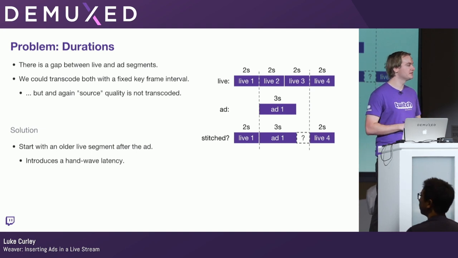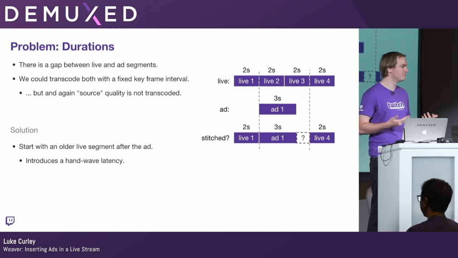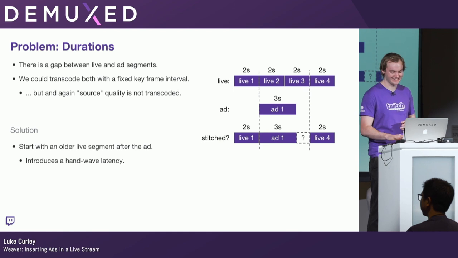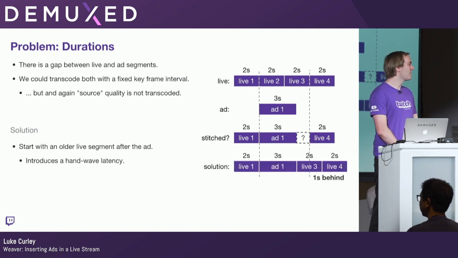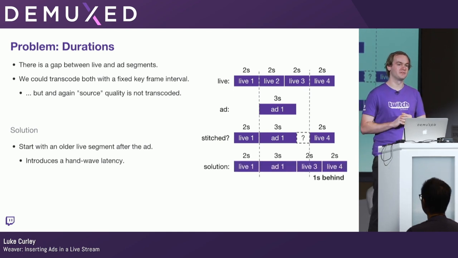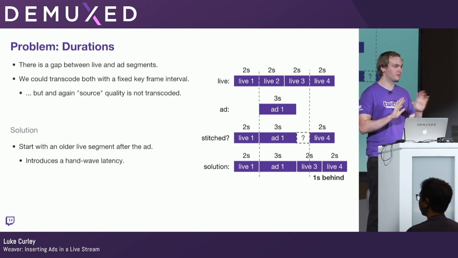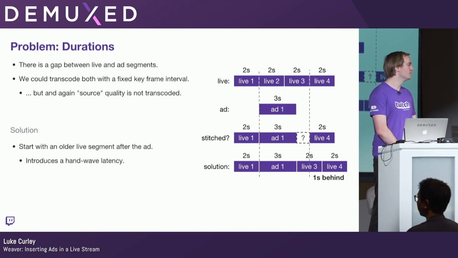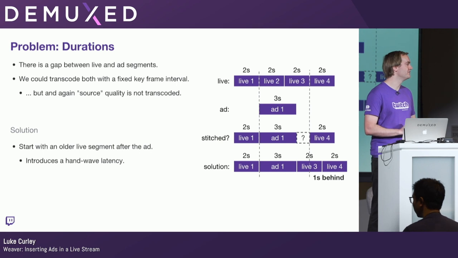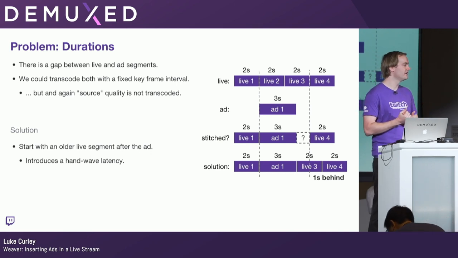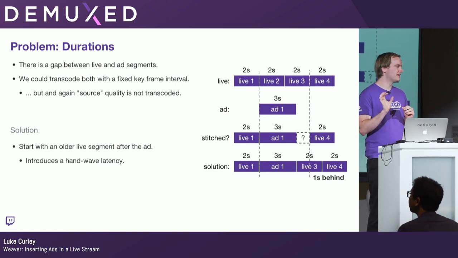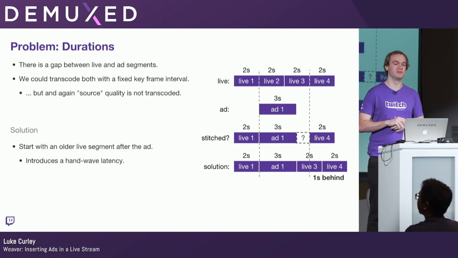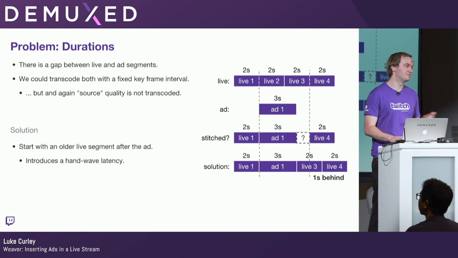So what we do is we effectively insert a little bit of latency, which is kind of a big deal for Twitch. We try to keep really low latency, like the last talk, but we actually create a little bit of a delay for the user, just to make it still seamless. We don't put like a black screen. We have no blips. So in this case, we start going back into the third segment, live three, just a little bit, a second later than it normally would have been. So not a great experience, but that's the evil of ads, I guess.